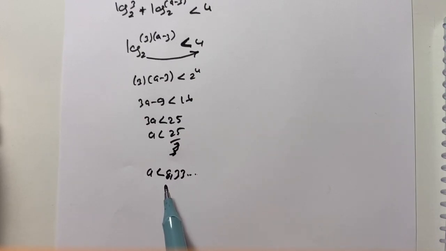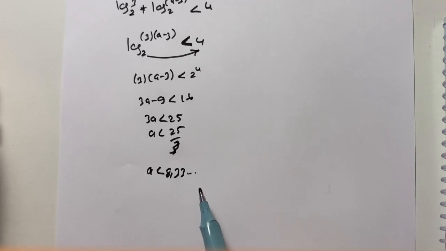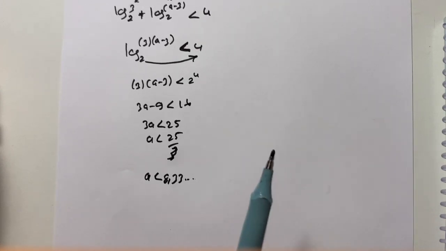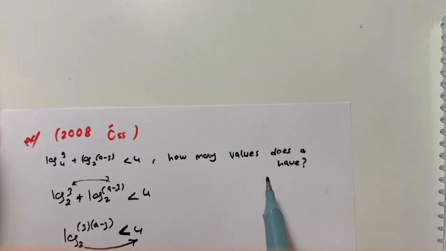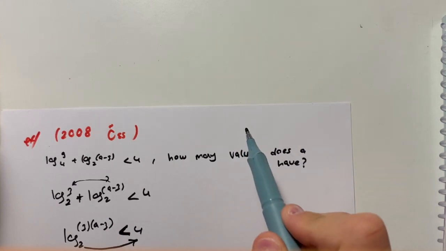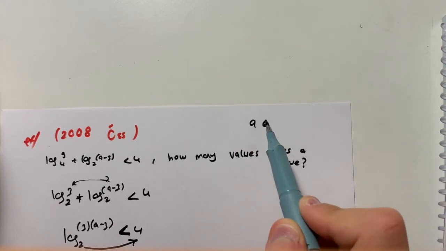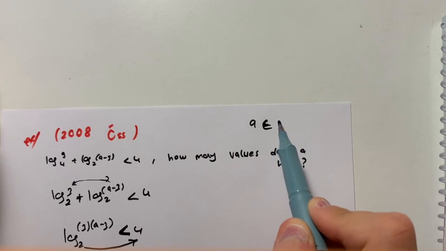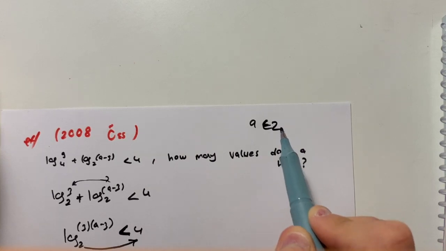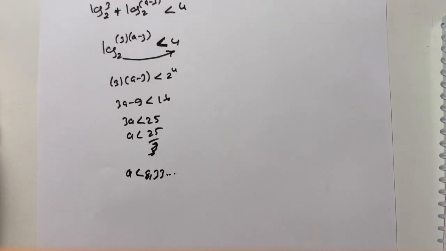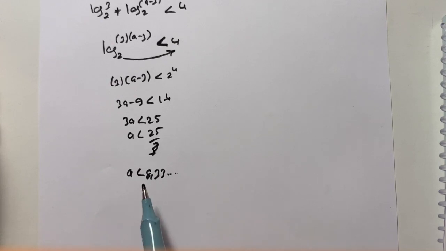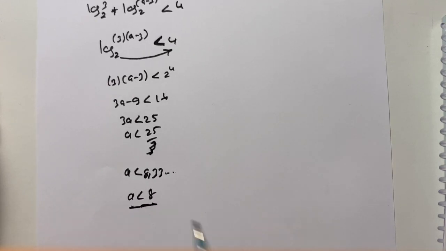When we solve our inequality, it says that a must be less than 8.333, and it goes like this. But there is one missing thing in the question: the question must have said that the values must be integers. So since a must be an integer, it may be less than or equal to 8. We can write it like this.